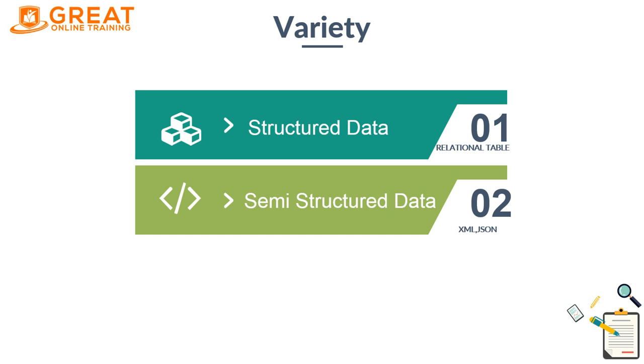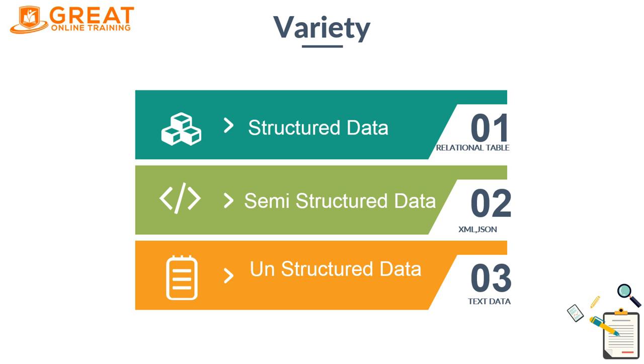The next one is semi-structured data. It is not completely organized like tables. It is somewhat organized, but it won't have data types or validations. The best examples are XML data and JSON data. And the last one is unstructured data. Unstructured data won't have any particular format and no validations. It might be text data, multimedia like images, audios, videos, or graph data. These all come under unstructured data.